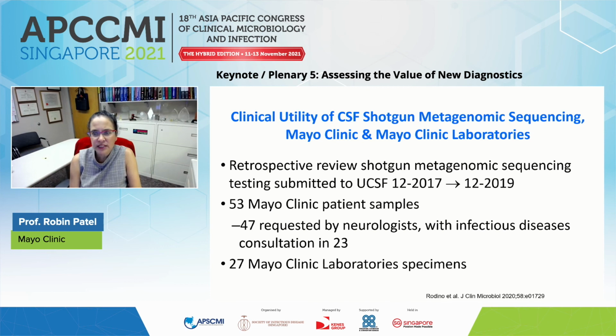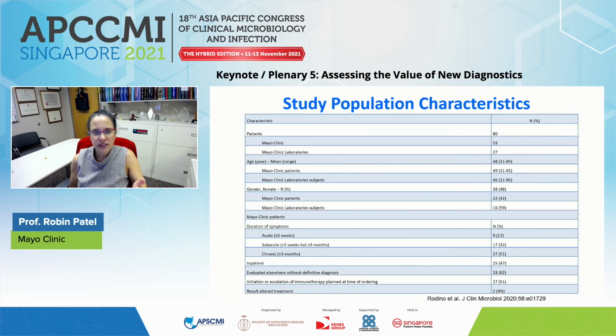Between December 2017 and December 2019, we sent 53 Mayo Clinic patient specimens out for this kind of testing, and then 27 which we received from other facilities that we sent. We call those the Mayo Clinic laboratory specimens. So overall, 80 specimens were involved in this particular study population.